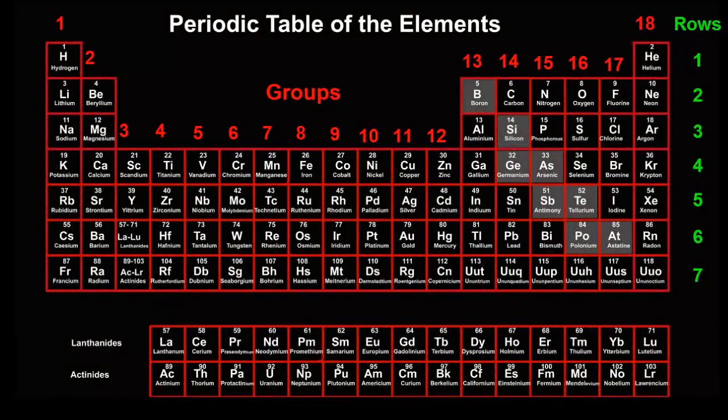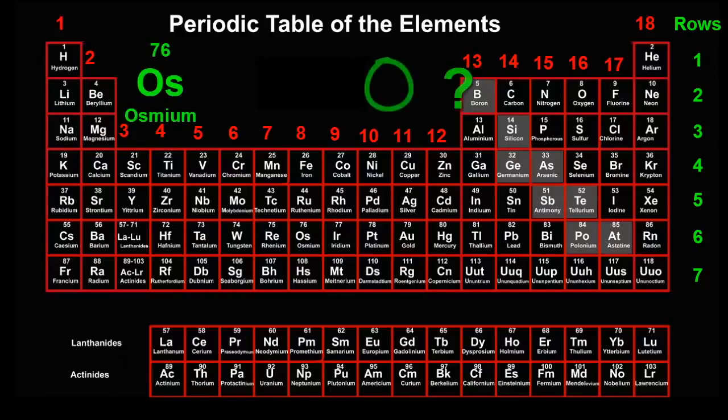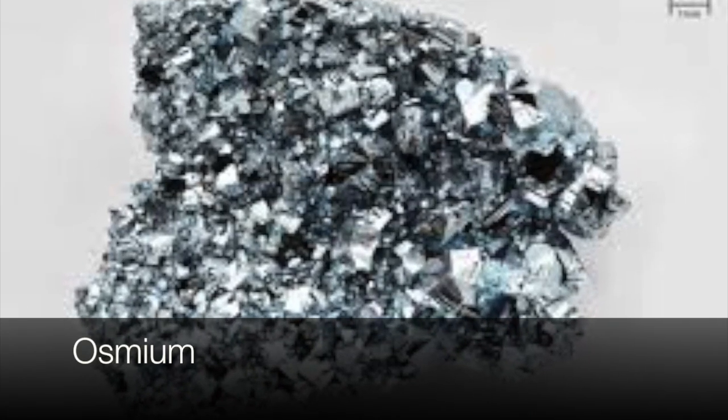Let's use the periodic table to predict whether an element would be a metal or a nonmetal. How about osmium, number 76? It's located to the left of the step line. What properties do you think it would have? It's a shiny metal. Is that what you guessed?